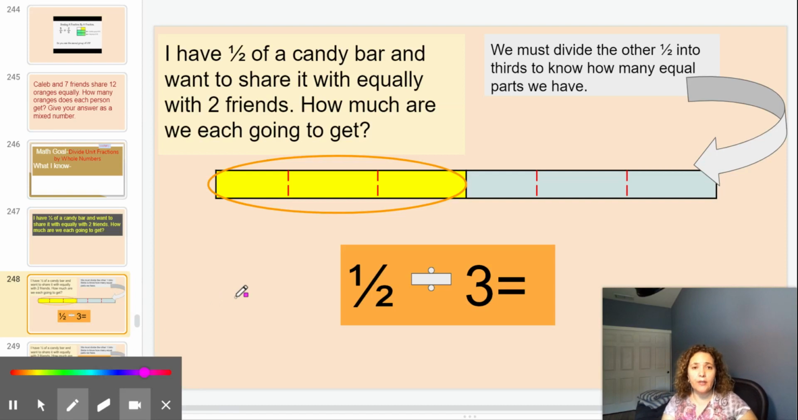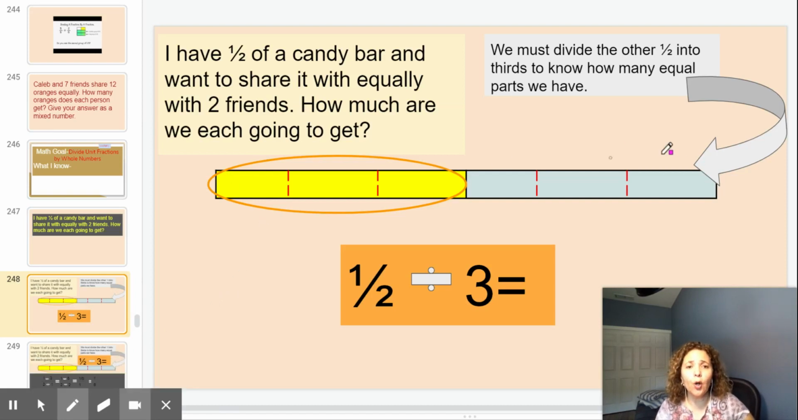Okay, so this is what it looks like. I drew a whole candy bar, right? I split it in half because I have half of a candy bar. And I want to share equally with two friends, so including myself. So there's three of us that are sharing this candy bar, right? So that means I need to split up the half into three parts. One part, two parts, three parts.